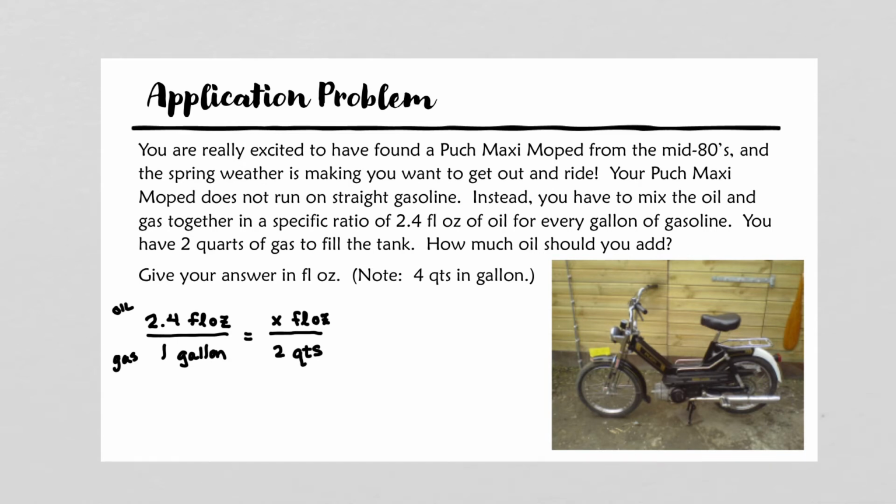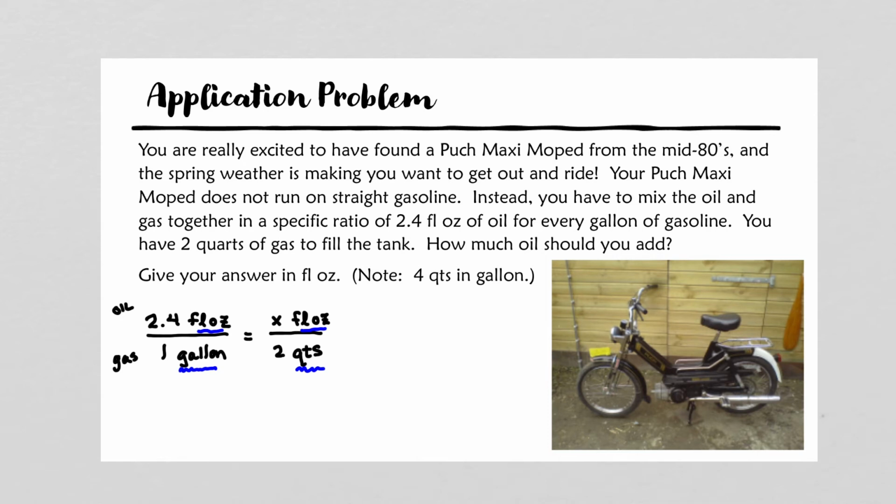There's just one issue with this setup. Namely, when we have a proportion, our units have to match. In the numerator, I see I have fluid ounces on the left and the right. But in the denominator, we have gallons on the left and quarts on the right, and that presents a problem. I either need to have gallons on both of the denominators or quarts for both of the denominators.